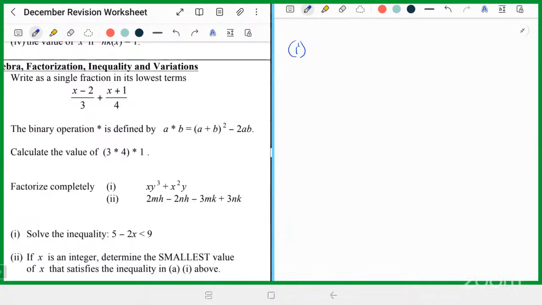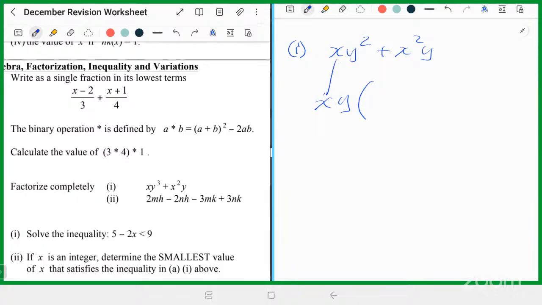Part 1 is xy squared plus x squared y. So look at the x terms first. The highest common factor is just x. If we look at the y terms, the highest common factor is y. So the combined common factor is xy. So this is just xy.